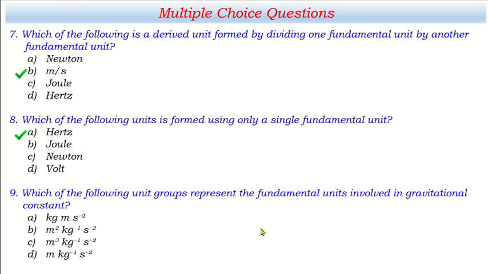You can get it with the help of the equation F equals G m1 m2 by d square. If G is taken to the left hand side and all other physical quantities to the right hand side, each of them is represented by their units, and all the units are converted into fundamental units, then you'll get the result. C is correct. You can do it yourself: meter cube, kg to the power minus 1, second to the power minus 2.